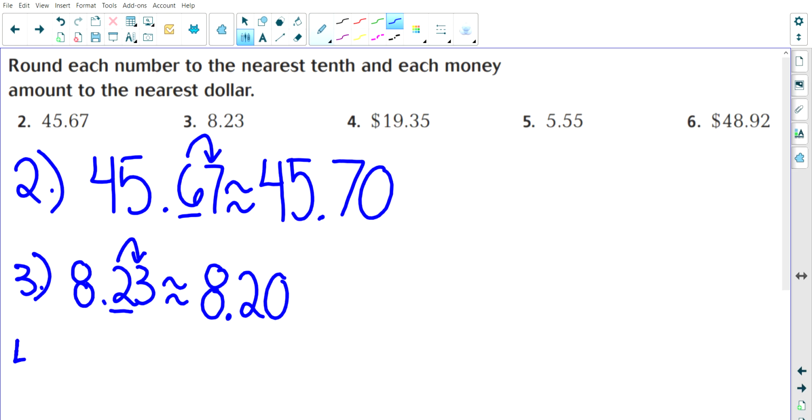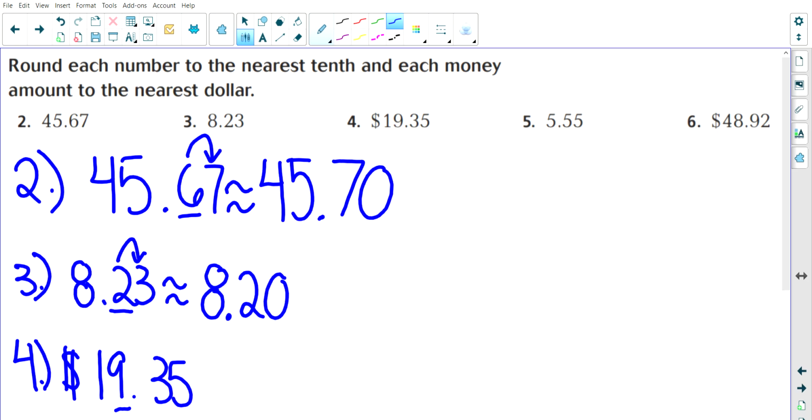All right, let's take a look at number 4. This will be our first one with a dollar amount. Make sure you copy down the dollar sign and the decimal point. We have $19.35. Now, our directions asked us to round each dollar amount to the nearest dollar. So that means the nearest whole number. I'm going to underline the ones place because that will be the nearest whole.